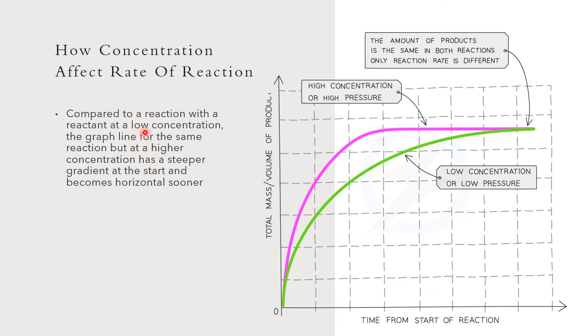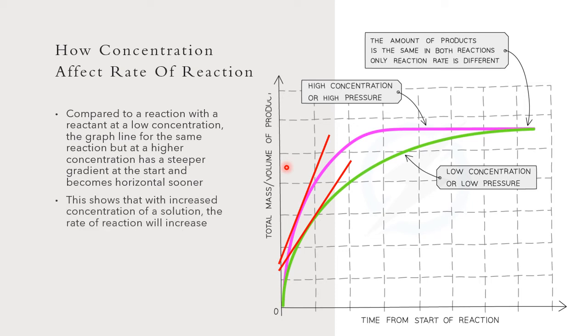Okay, compared to a reaction with a reactant at a low concentration, the graph line for the same reaction but at a higher concentration has a steeper gradient at the start and becomes horizontal sooner. Okay, the purple graph line yang ni is the high concentration of solution used, and the green one is lower concentration. For the purple one, the gradient is steeper than the green one. Okay, so kita boleh cakap eksperimen yang menggunakan high concentration of solution has high rate of reaction.